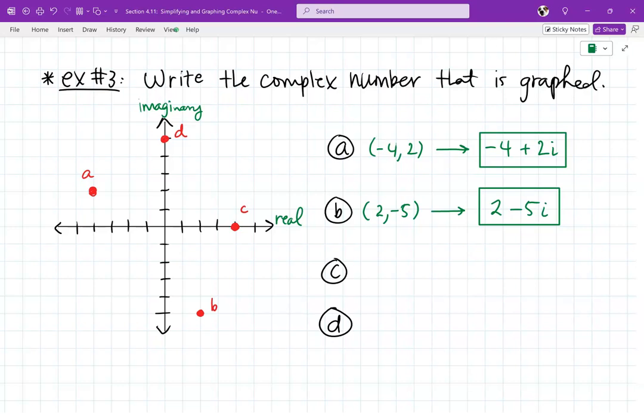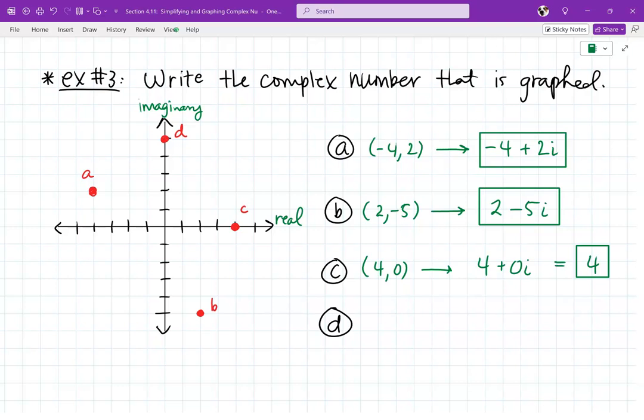All right, so the last two are kind of tricky, but not hard to do. What is the point for C? 4, 0. All right. So I'm going to write 4 plus 0i. But if there's a 0 next to i, that means it's not there, right? Because 0 times i is 0. So this is just basically 4. So 4 plus 0i is not that it's wrong, it's just not simplified.